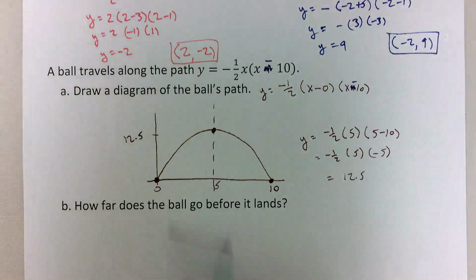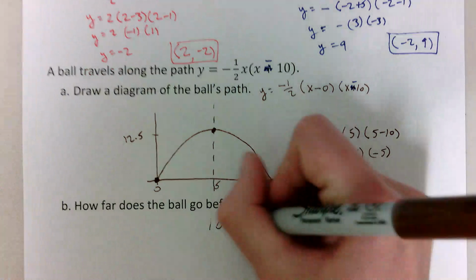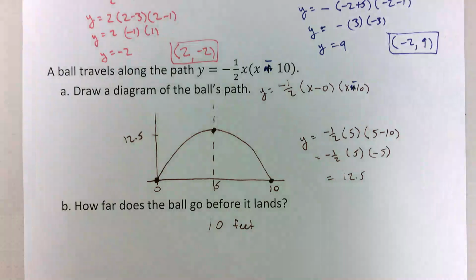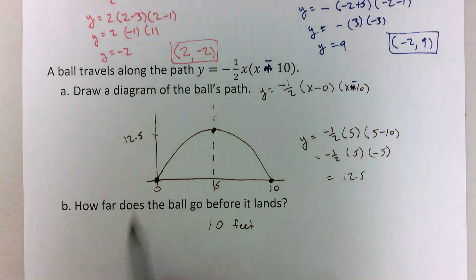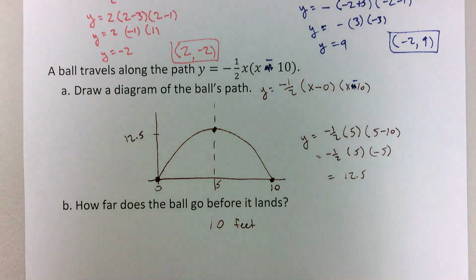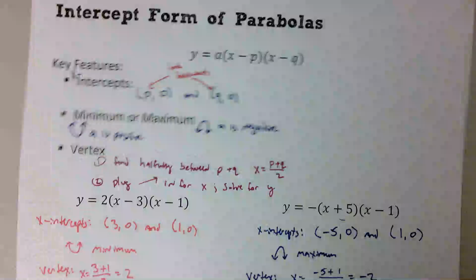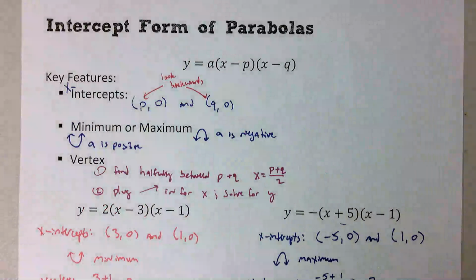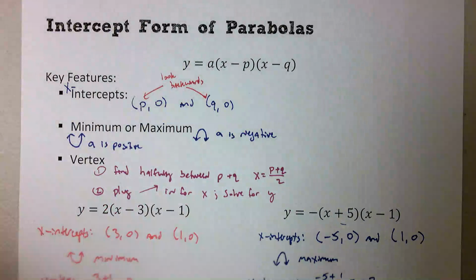Okay, so when this question asks me how far does the ball go before it lands, well, from here to here, how far is that? 10 units, right? So it went 10, we'll go with feet for this one. That's how far the ball went. If it asks you how high the ball went, 12.5 feet. Okay, so that is intercept form. We're going to practice this a bunch so you'll get used to it, right? But it's just a different form of a parabola that highlights some different information than vertex form does. That's all.